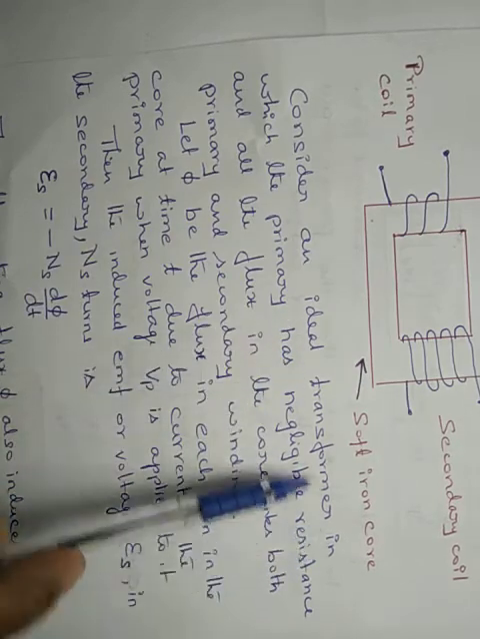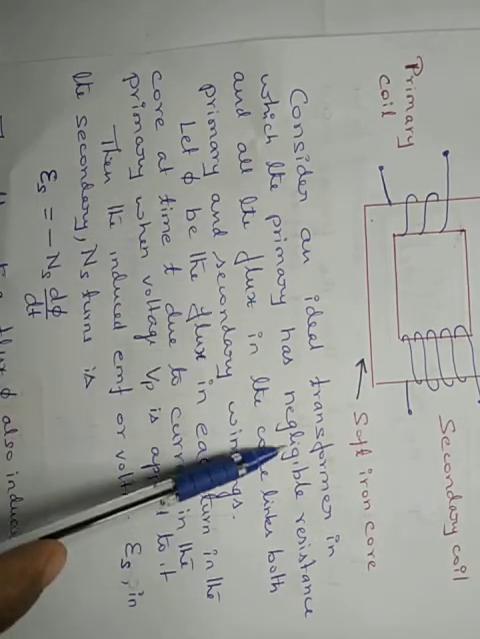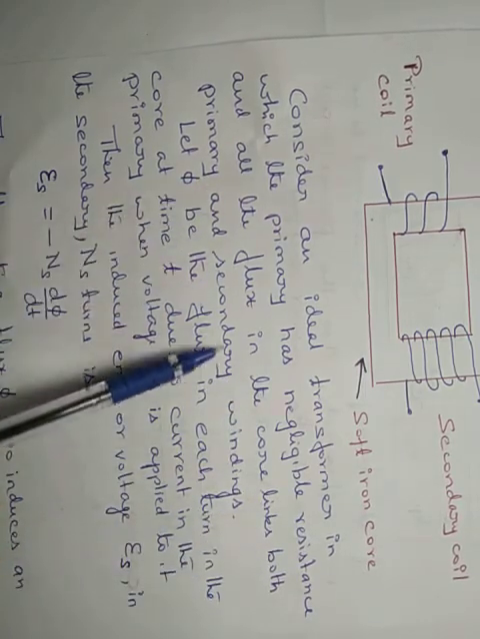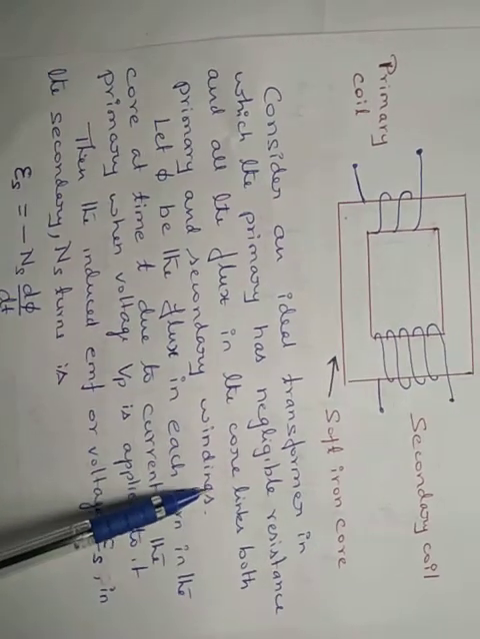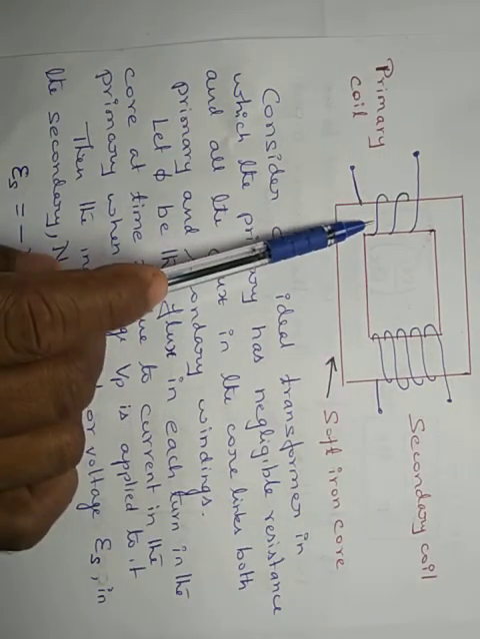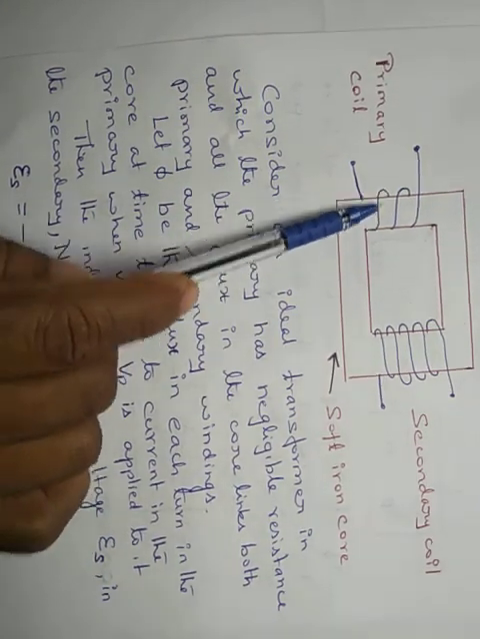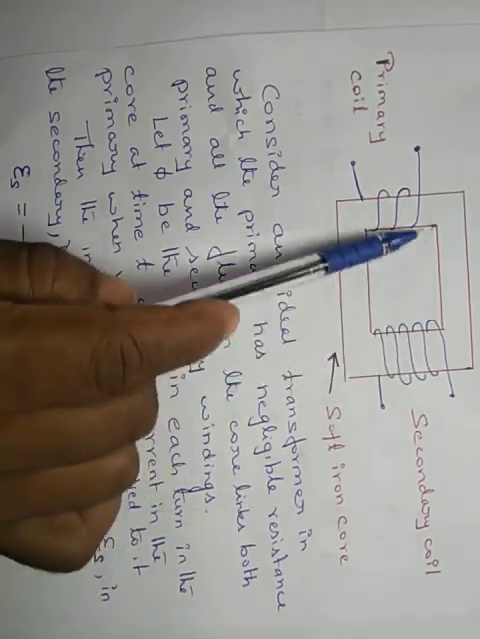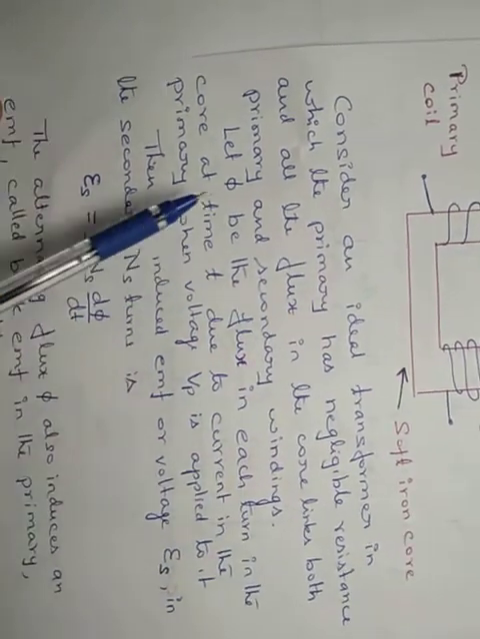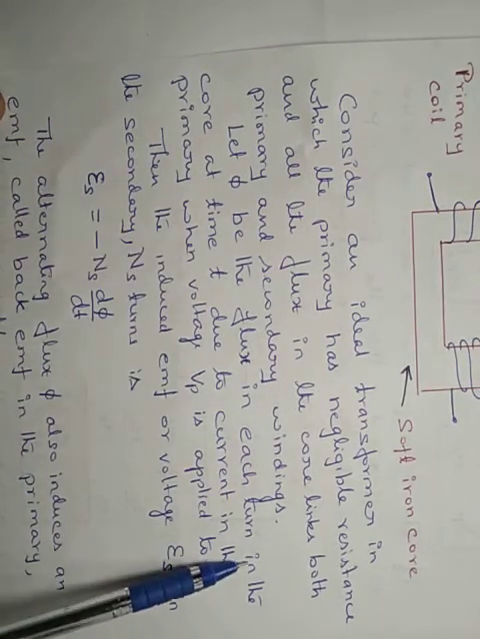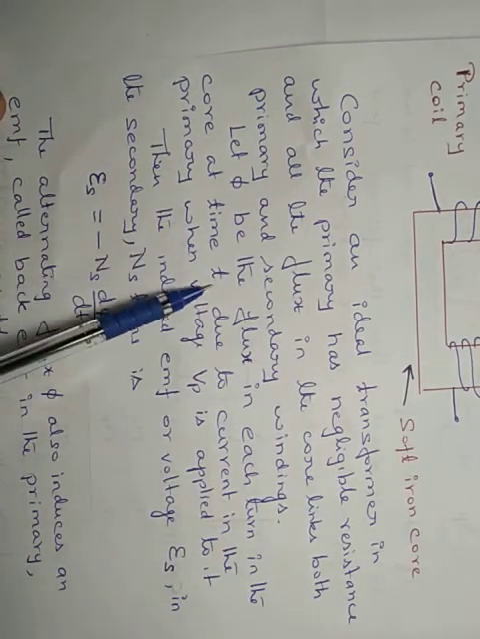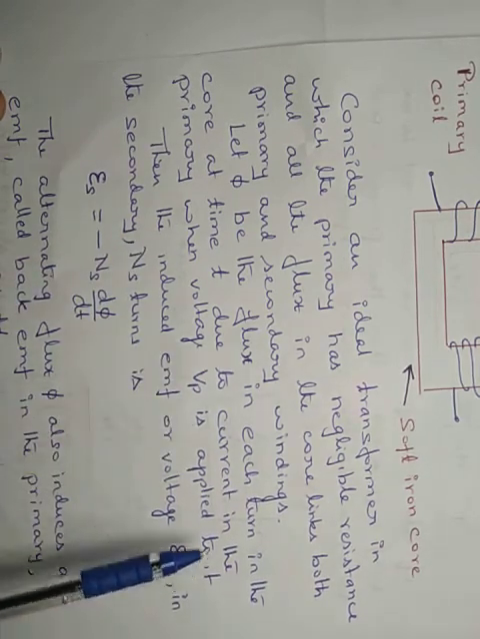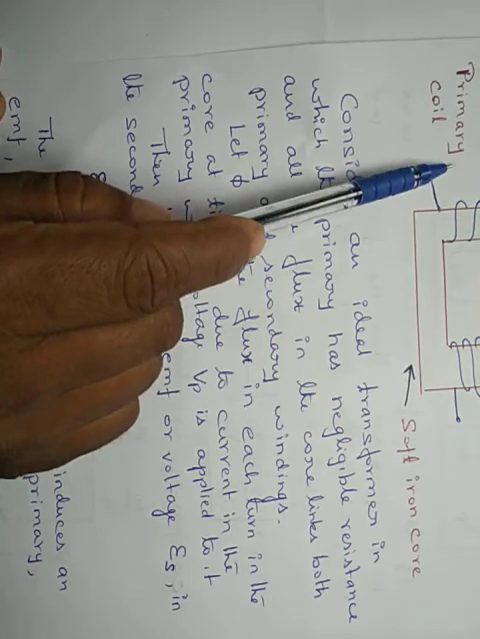Consider an ideal transformer in which the primary has negligible resistance and all the flux in the core links both primary and secondary windings. These windings have negligible resistance, and whatever flux is produced, let us assume all the flux is linked with the secondary one. Let phi be the flux in each turn in the core at time t due to the current in the primary when voltage Vp is applied to it. The voltage applied is Vp, that is the primary voltage.